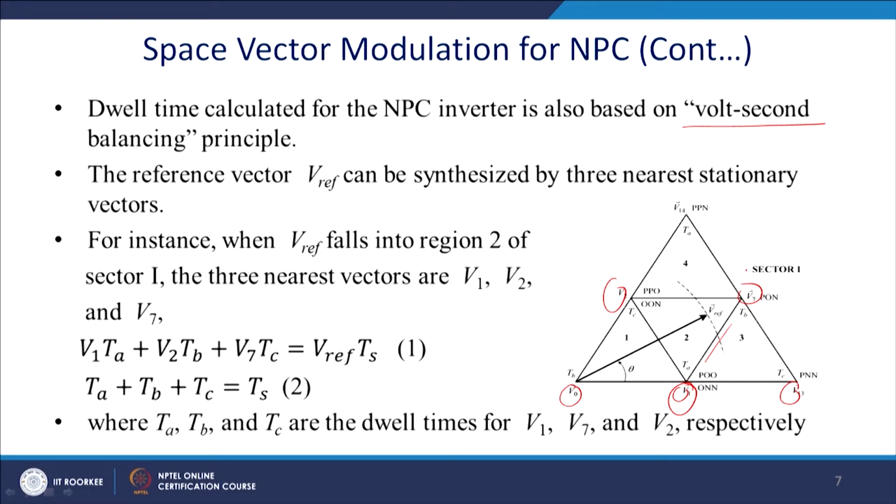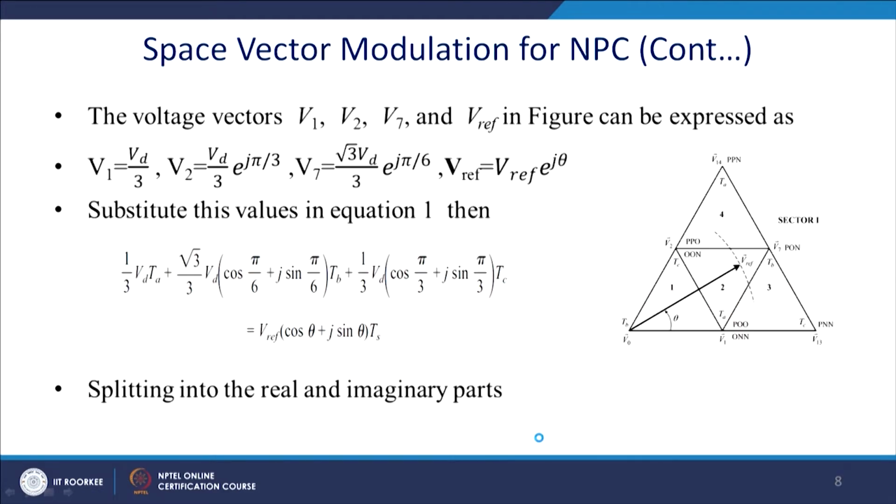Now, let us see. We require to calculate the time for each duration. This should be equal to V reference, and the rest of the time should be given to the null vector, and Ta, Tb, Tc should sum to Ts, where Ta, Tb, Tc are the dwell times for V1, V2 and V7 respectively. Now, you see how you will calculate it.